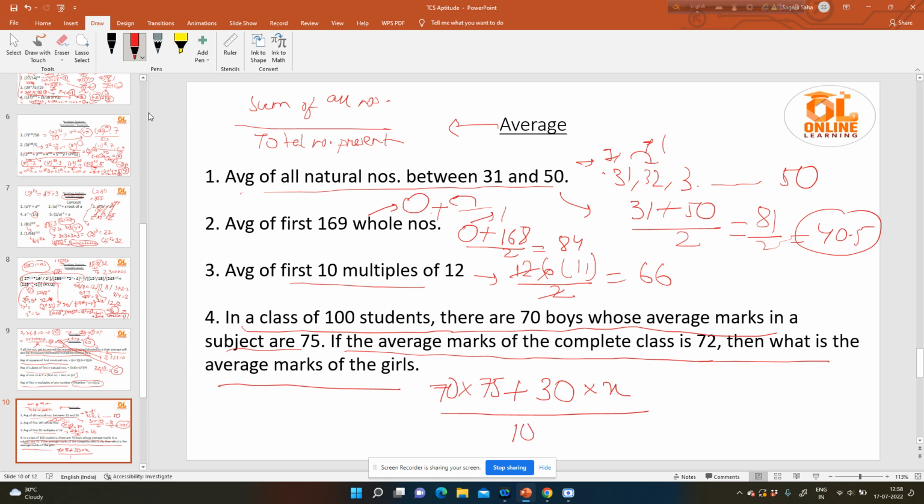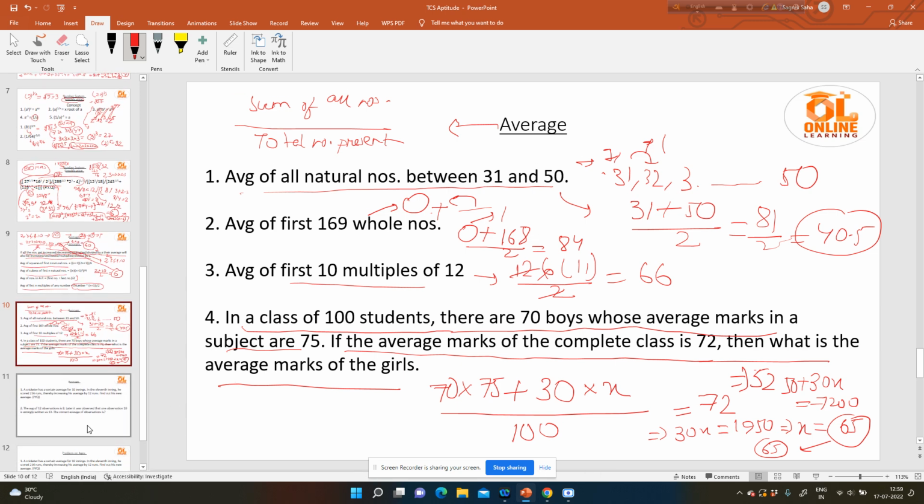The total students present is 100, and the complete average is 72. So if we solve it, we will get 70 into 75, 5250, plus 30x is equal to 7200. So 30x will be equal to, if we subtract 5250, 1950, then x will be equal to 65. So the average of girls is 65. The average marks the girls are getting is 65. Hope you have understood. Now let us move to the next question.